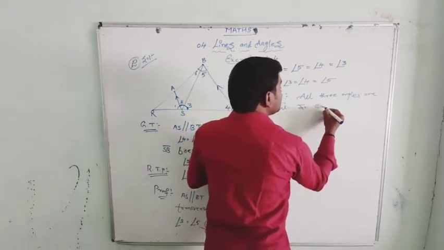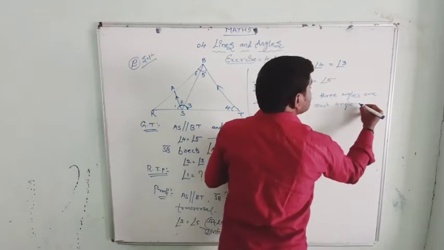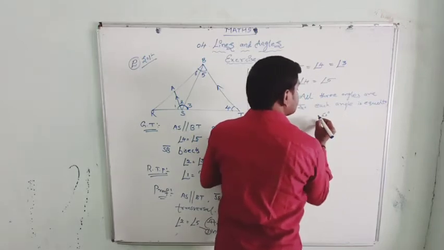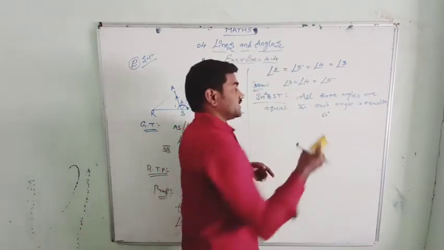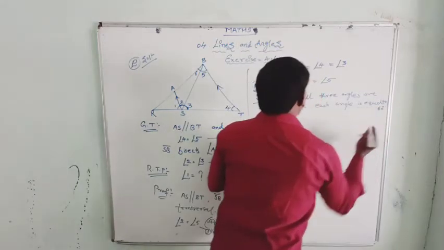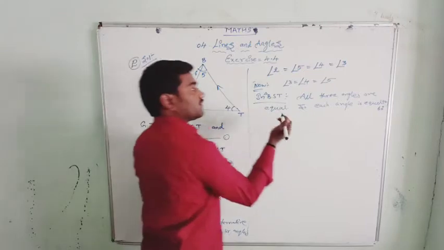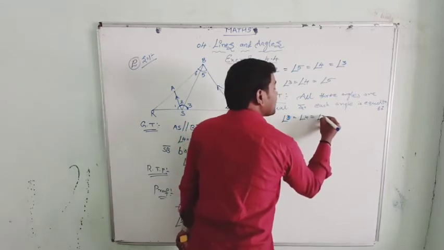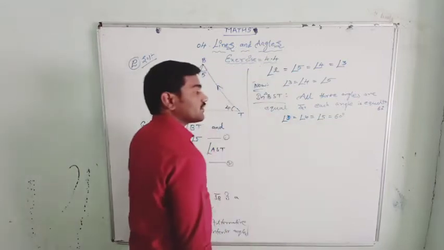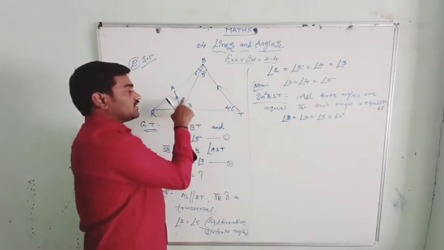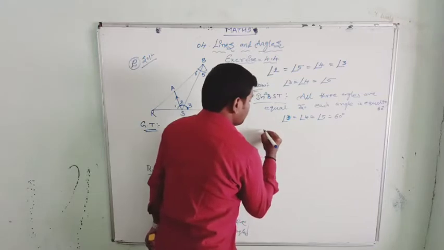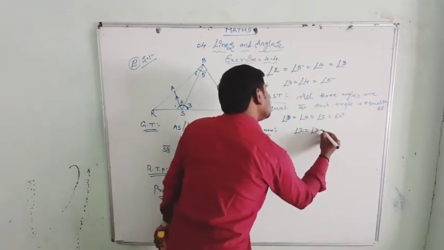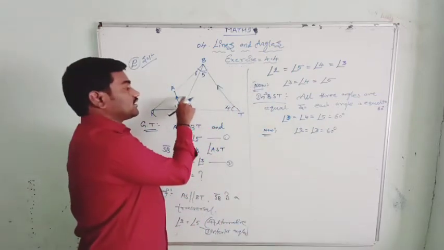So each angle is equal to 60 degrees. Each angle is equal to 60 degrees because they are equal; if all angles are 60, 60, 60, then only the sum becomes 180. So angle 3 is equal to angle 4 equal to angle 5 is equal to 60 degrees. Then if angle 3 is 60 degrees, angle 2 also becomes 60 degrees. So angle 2 and 3 become 60 degrees.